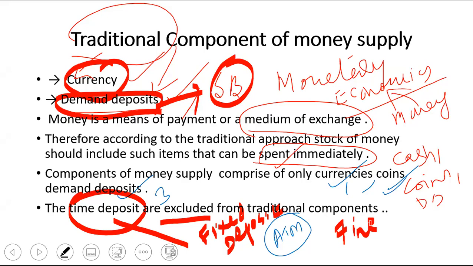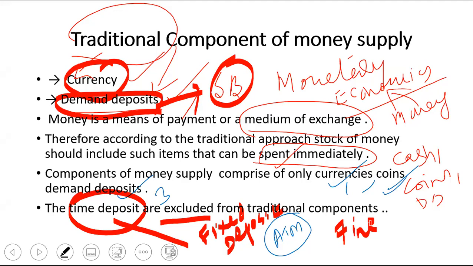So traditional component of money supply include two things. What are they, children? Traditional component of money supply में क्या-क्या included है? जल्दी बोलो. Currency and demand deposit. Yes, currency and demand deposit. Currency means there are two things, cash and coin. Currency means cash as well as coin.